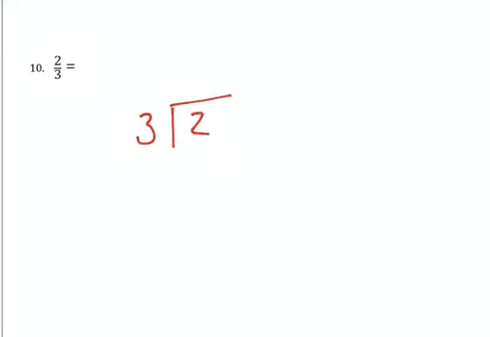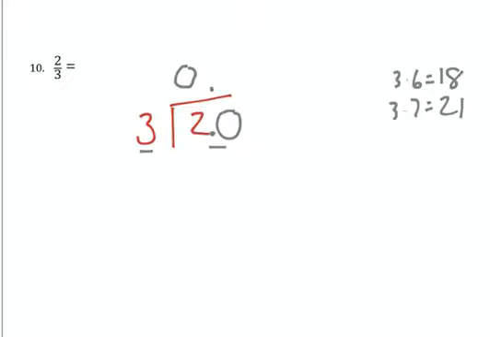Alright, so 3 cannot go into 2. So we need to add my 0 and my decimal point right above the other one, and my 0 in front of the decimal point. Now I can ask myself, how many times does 3 go into 20? Okay, so if we think about our 3's times tables, if I did 3 times 6, that would be 18. And then if I did 3 times 7, that would be 21. So 21 is too large. It's bigger than 20. So 3 can go into 20 6 times.